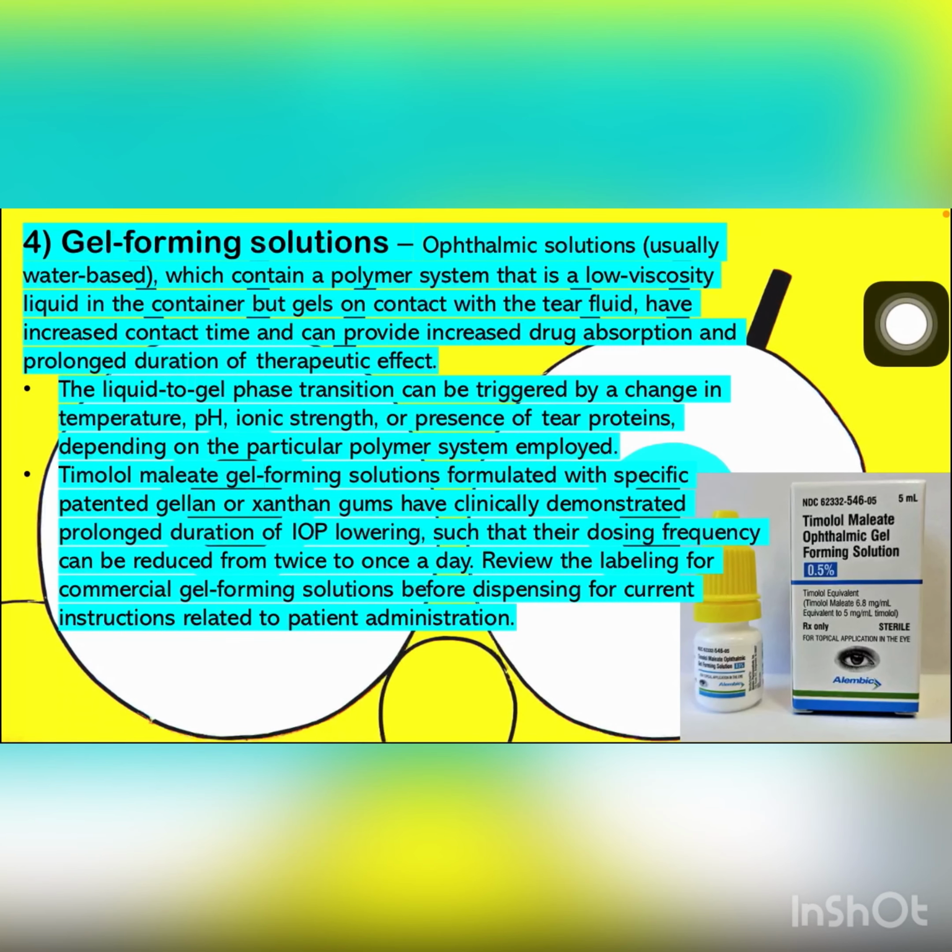Fourth, gel forming solutions. Ophthalmic solutions, usually water based, which contain a polymer system that is a low viscosity liquid in the container, but gels on contact with the tear fluid, have increased contact time and can provide increased drug absorption and prolonged duration of therapeutic effect. The liquid to gel phase transition can be triggered by a change in temperature, pH, ionic strength, or presence of tear proteins depending on the particular polymer system employed.